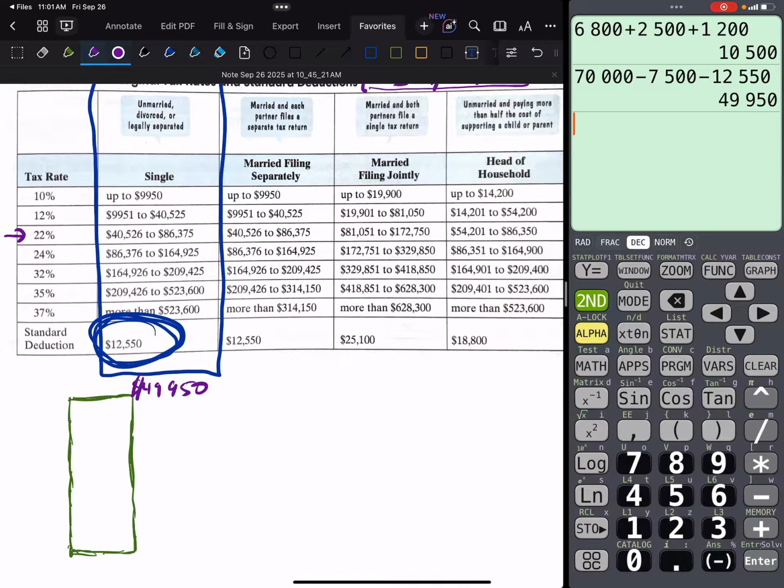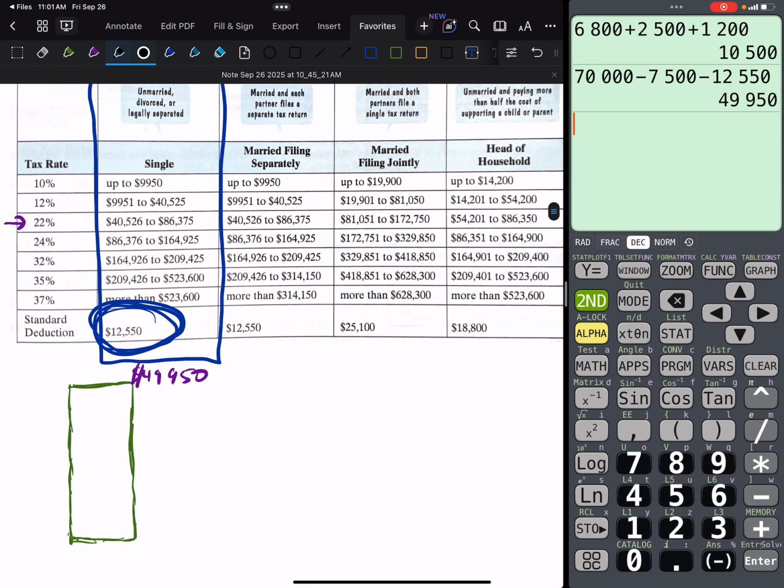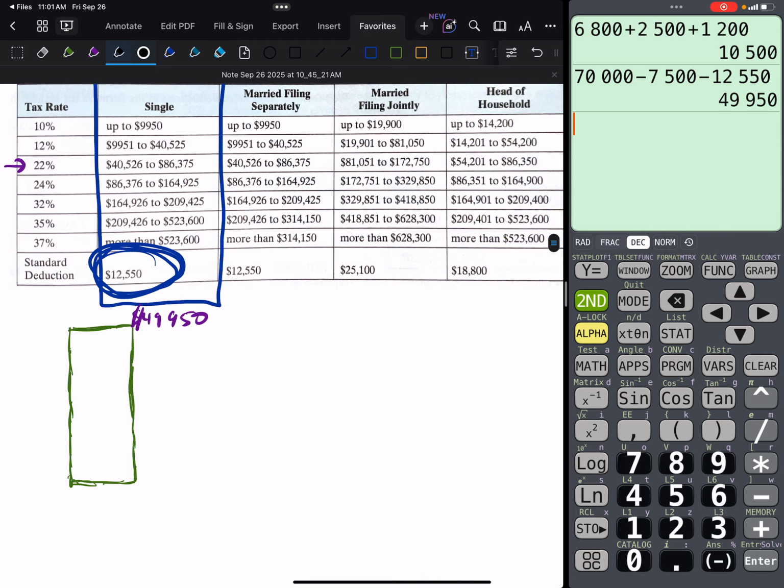Okay, so what in the world does that mean? Well, the way I like to think of it is I like to take that pile of cash that I drew there, and I like to put a bar here about a fifth of the way up, and call that level my $9,950. Because every dollar I've earned at or below that value gets taxed at a rate of 10%.